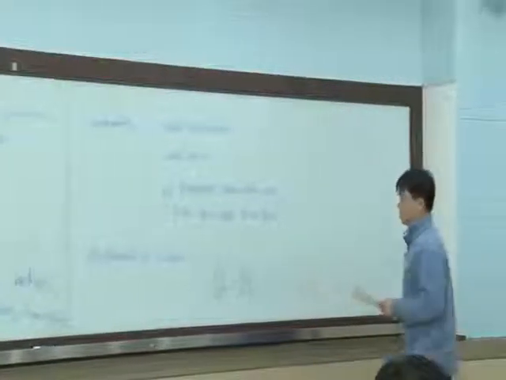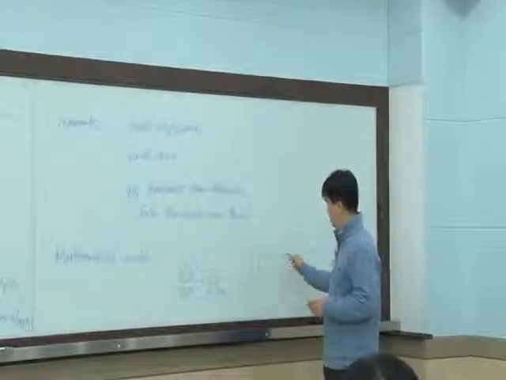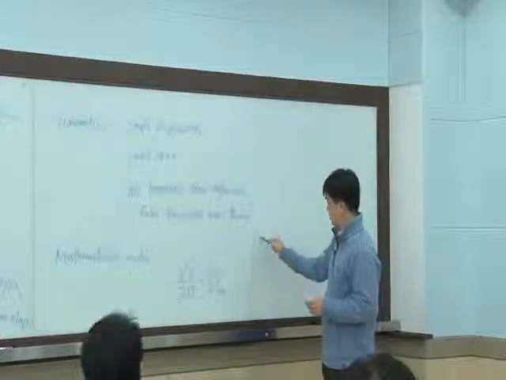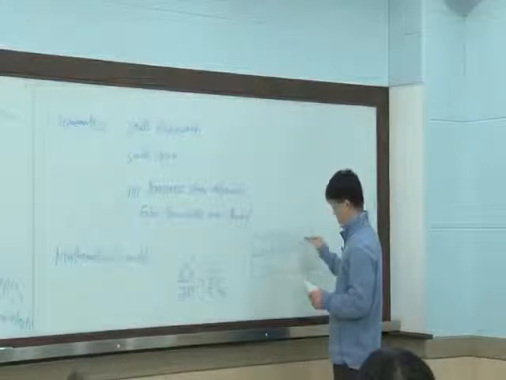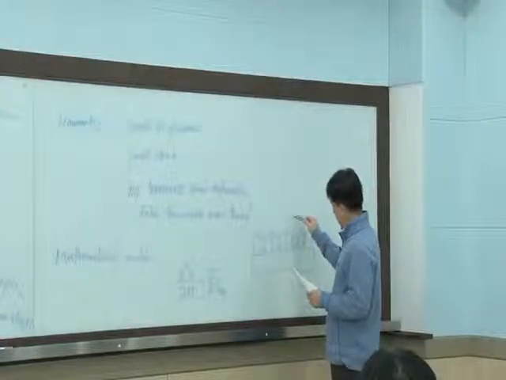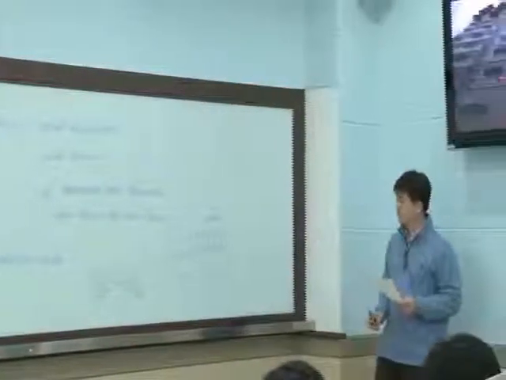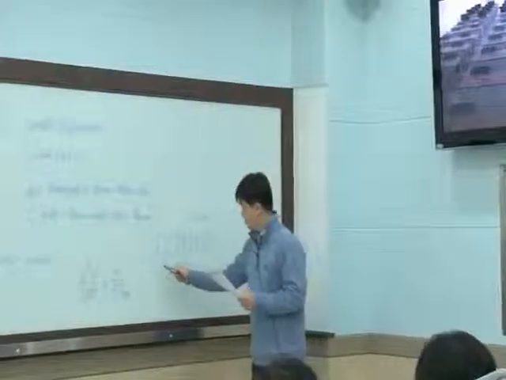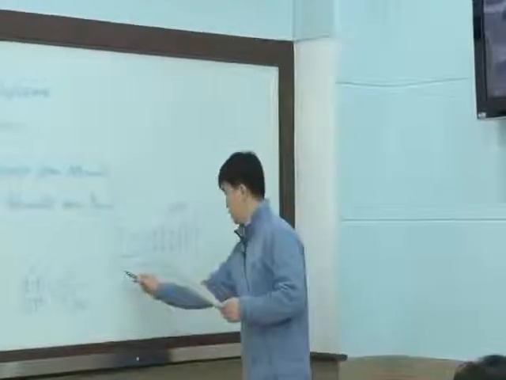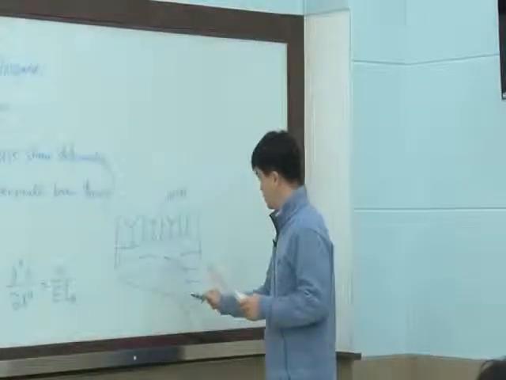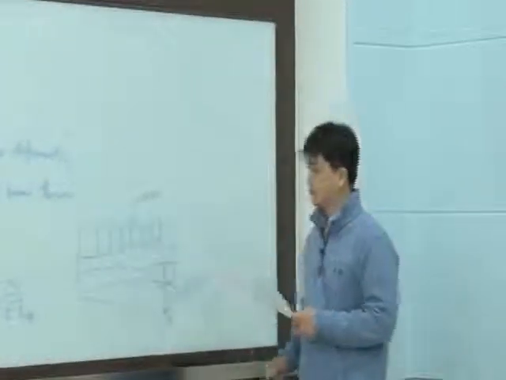This is the mathematical model for that beam problem. Here W is a transverse force, and delta is a deflection. Delta is a deflection, and this is a function of x also.